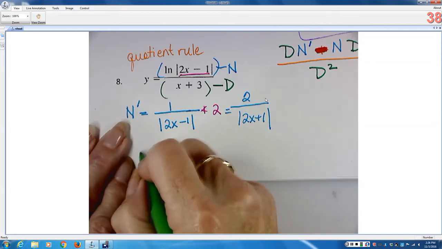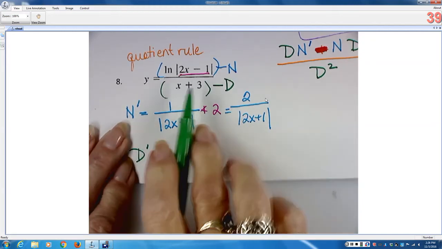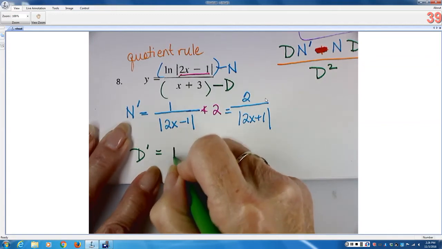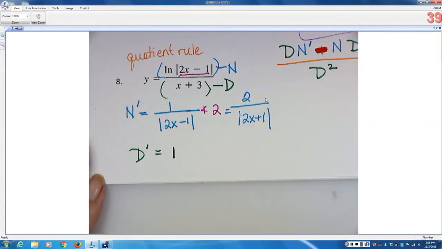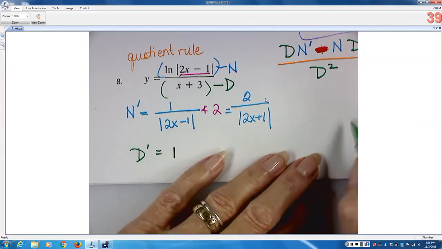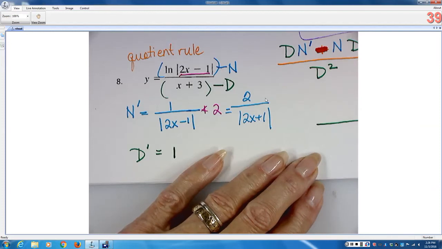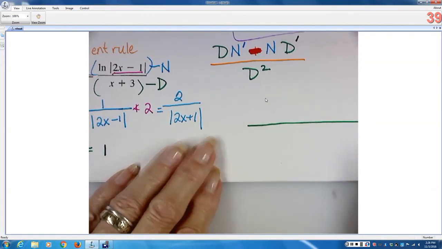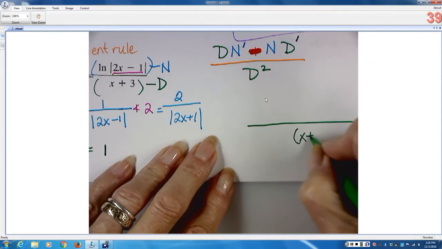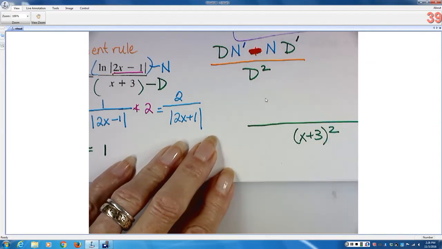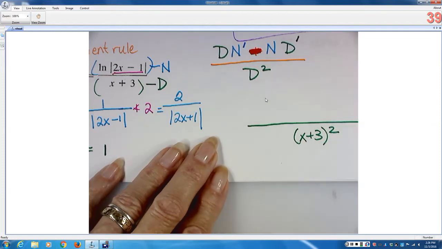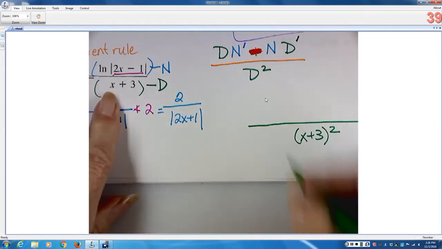And then the denominator is easy for a change. That's the derivative of x plus 3, and its derivative is just 1. So the denominator squared out here is going to be (x plus 3) squared. The derivative of my denominator is 1. My denominator is x plus 3.